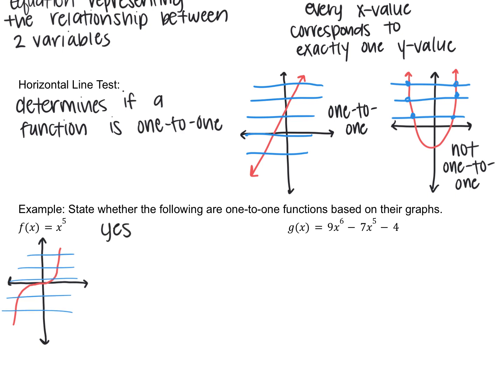My second example, we have g of x equals 9x to the 6th minus 7x to the 5th minus 4. Again, I'm just going to do a sketch of what this looks like in Desmos. So roughly kind of like a W. Yeah, roughly that's what it looks like. So if I draw even just one horizontal line, it's going to touch in more than one place. So this function is not one-to-one.